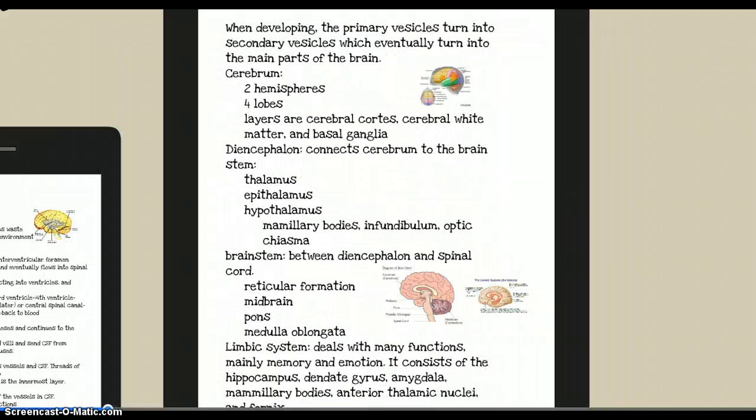Now let's just talk a little bit about the brain stem. The brain stem consists of the reticular formation, the midbrain, the pons, and the medulla oblongata. The midbrain is the uppermost area. The pons is the middle area. Medulla oblongata is the lowest area. The reticular formation is just a bunch of, not white matter, gray matter, small clusters of gray matter just scattered around.